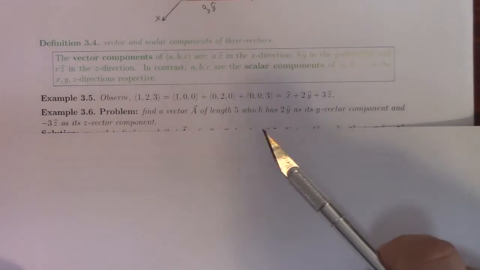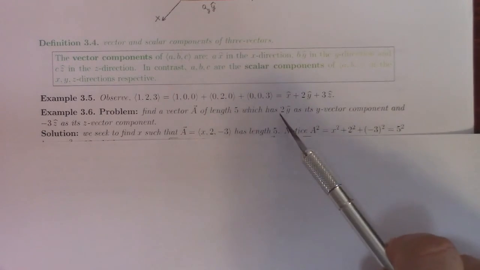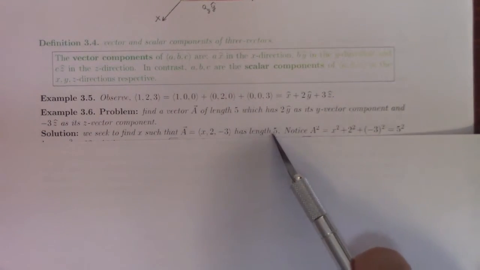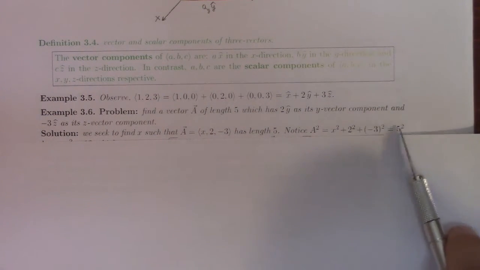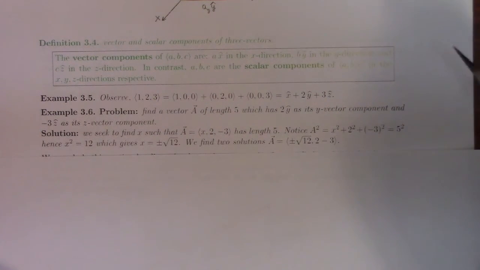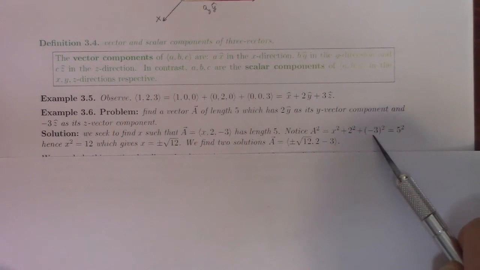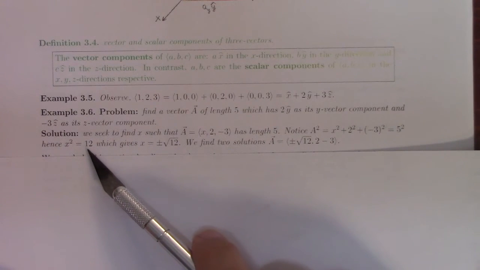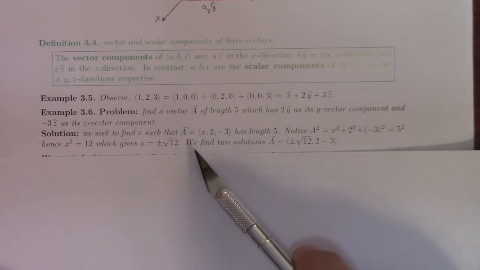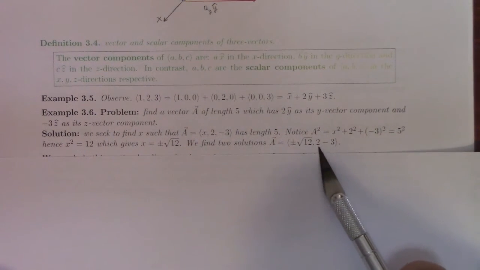So what's missing is the x, right? So we've got (x, 2, -3) as length 5, so that means a squared is equal to x squared plus 2 squared plus (-3) squared, which of course is 5 squared. So 25 minus 13 is 12. And so x squared is 12. Take the square root of that. It gets me plus or minus root 12. So we find two solutions: (±root 12, 2, -3).